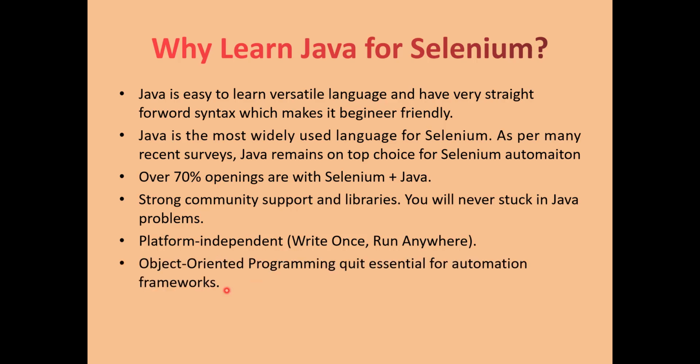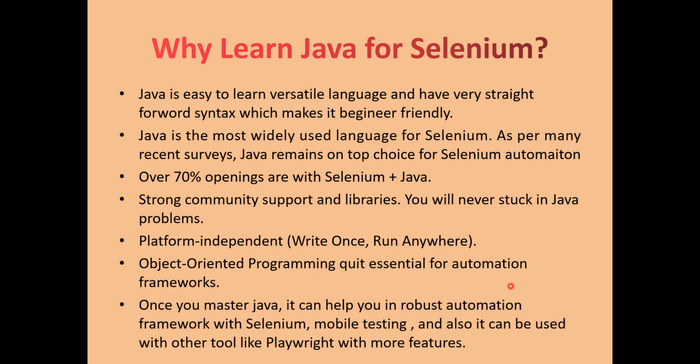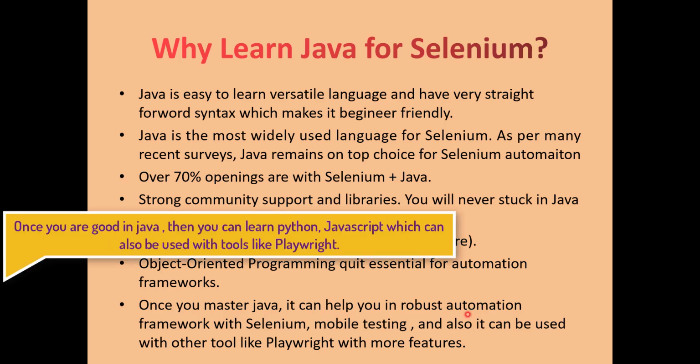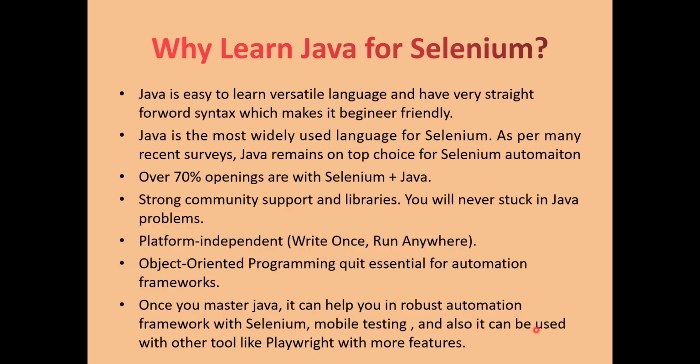So the next point is object-oriented programming, quite essential for an automation framework. To handle any complex or important scenarios in the automation, we need to use object-oriented programming concepts from Java. And one last reason why we are learning Java is because once you master Java, it can help you build a robust automation framework with Selenium WebDriver. It can help you learn mobile testing, API testing, and it can also be used with other tools like the latest tool Playwright, with more features as well.